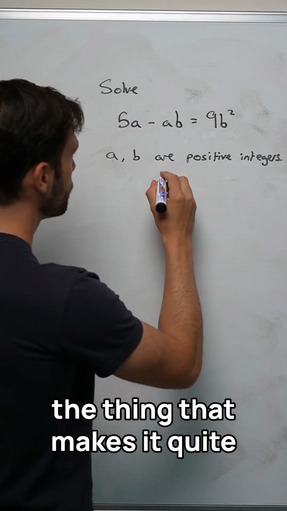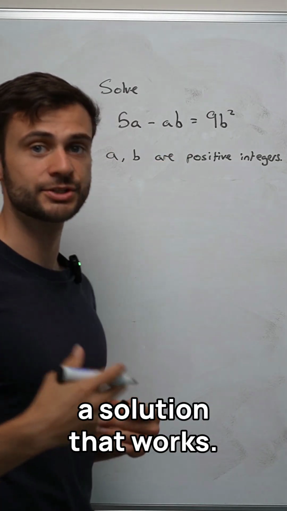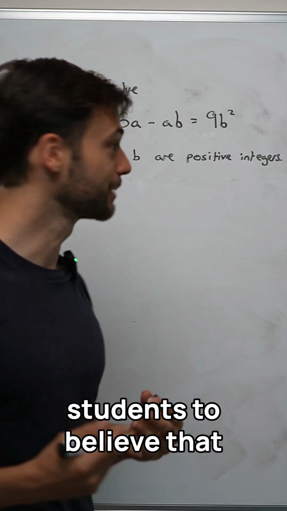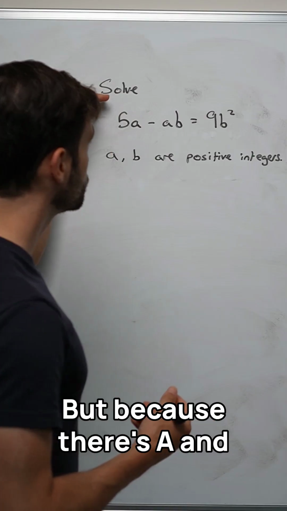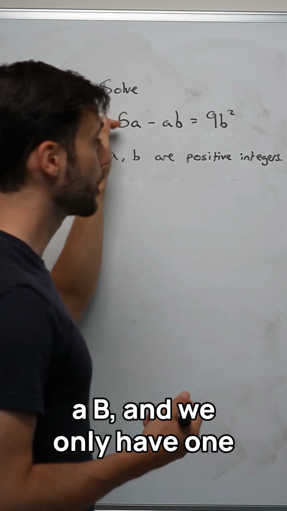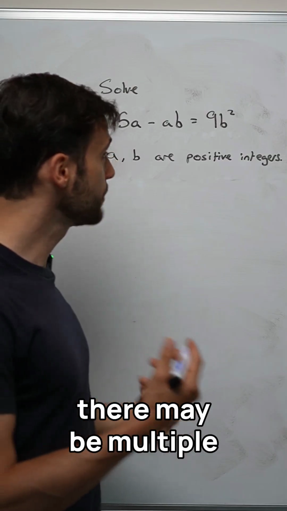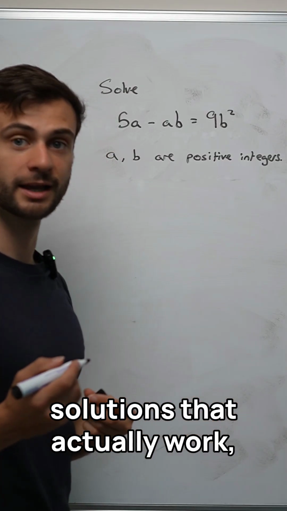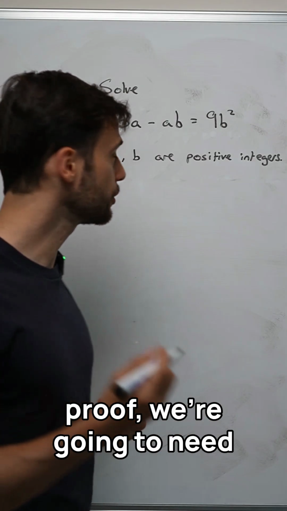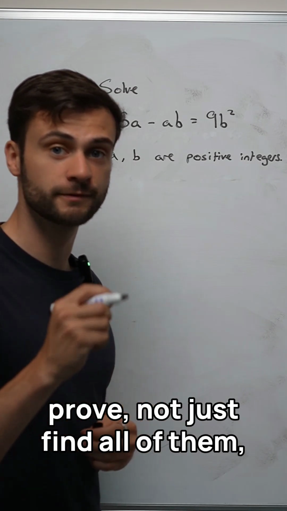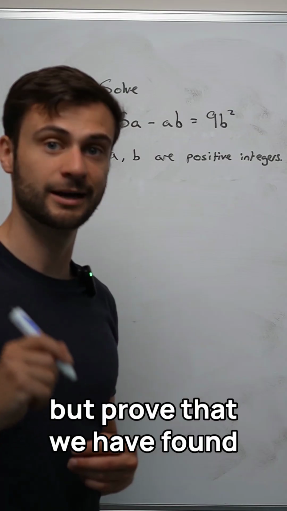And the thing that makes it quite tricky is that we might find a solution that works. So that may lead some students to believe that they have solved it. But because there's a and a b and we only have one equation, so we have two unknowns and one equation, there may be multiple solutions that actually work. And to have a valid Olympiad proof, we're going to need to find all of them and prove, not just find all of them, but prove that we have found all of them.